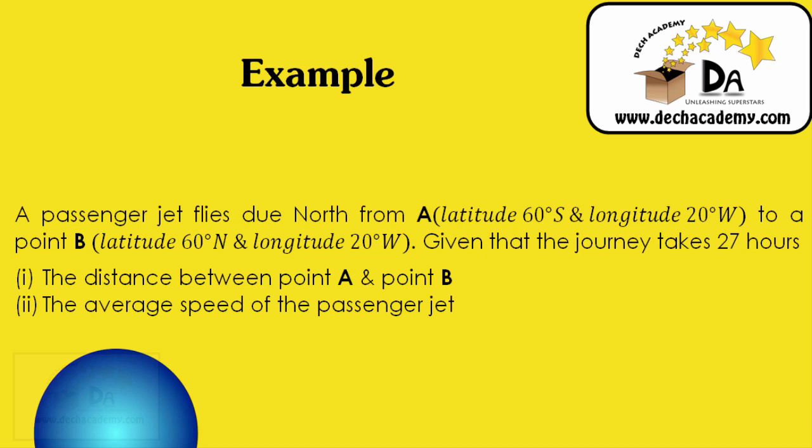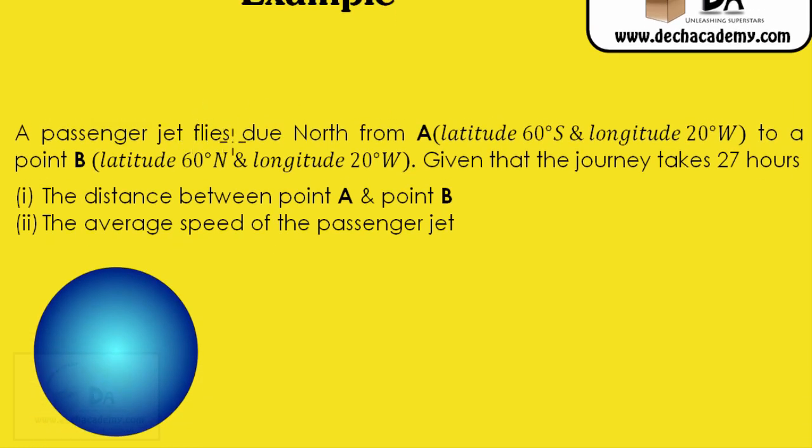Here's another example question, and it says a passenger jet flies due north from point A, located at latitude 60 degrees south and longitude 20 degrees west. It flies from point A to a point B, latitude 60 degrees north and longitude 20 degrees west. Given that the journey takes 27 hours, determine the distance between point A and B, and also determine the average speed of the passenger jet. So let's just focus on case 1. First thing to do, let's locate point A and point B.